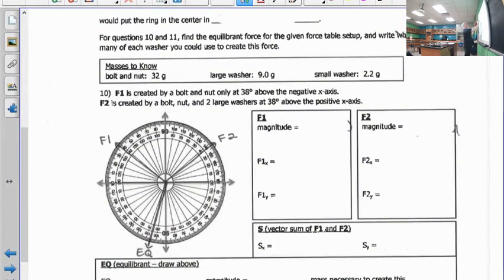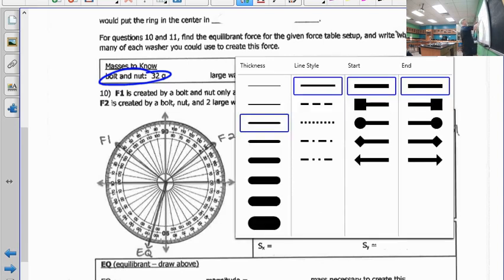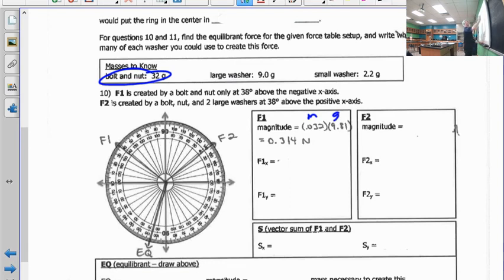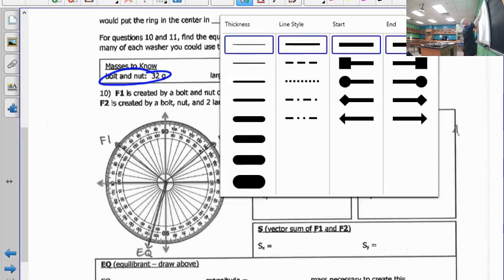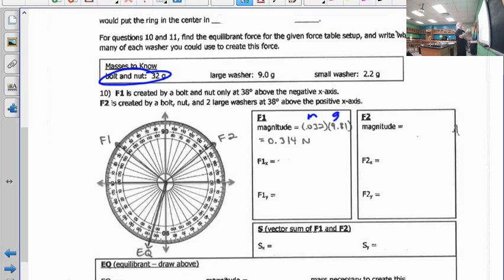F1 is created by a bolt and a nut, 32 grams. So what's the force that bolt and the nut's going to give to us? It's mass times gravity. What's our mass here? We've got to convert it to kilograms. So we're going to say 0.032. So our mass times gravity here. Just for the sake of speed, I'm going to do it with the answer key I have written here that has the 9.8. So multiply those two together. That tells us our magnitude of force 1.